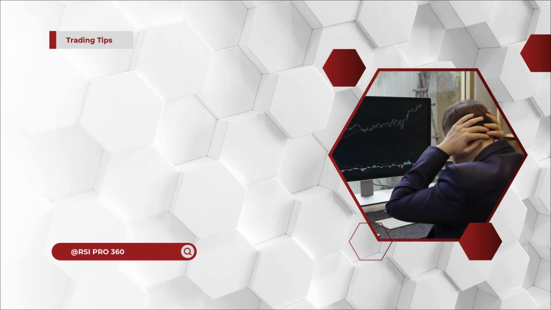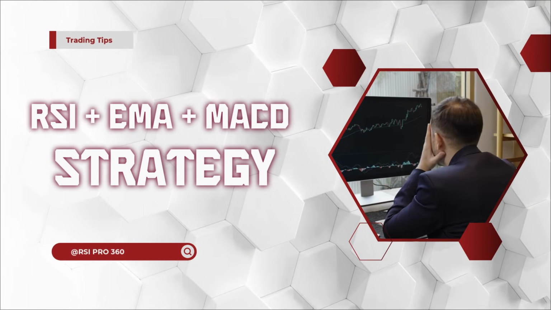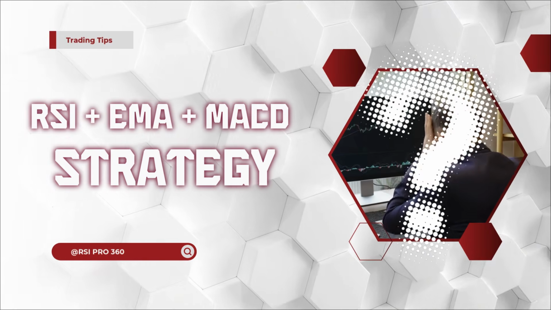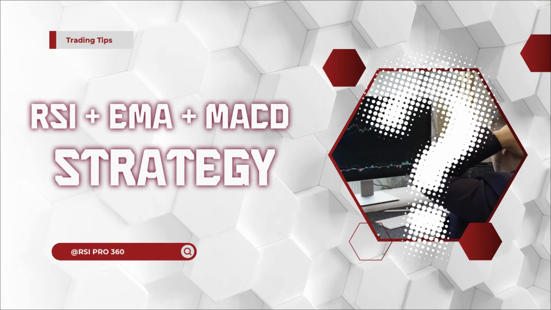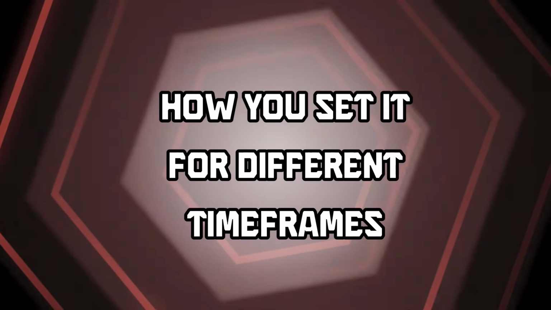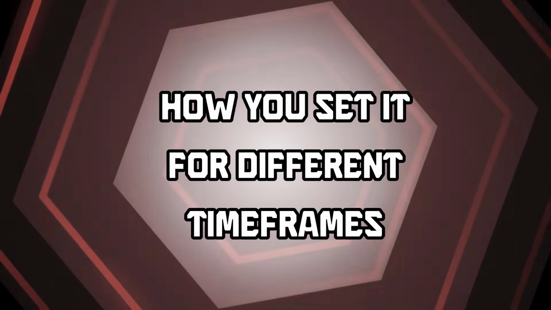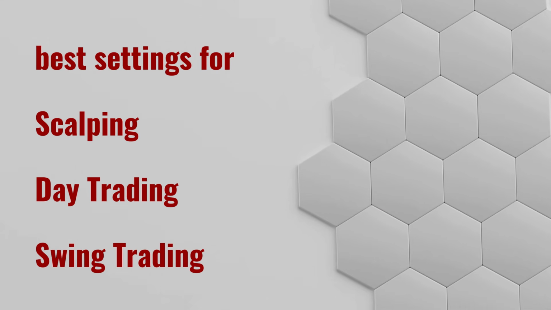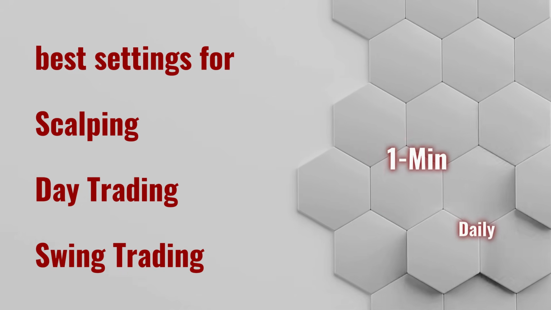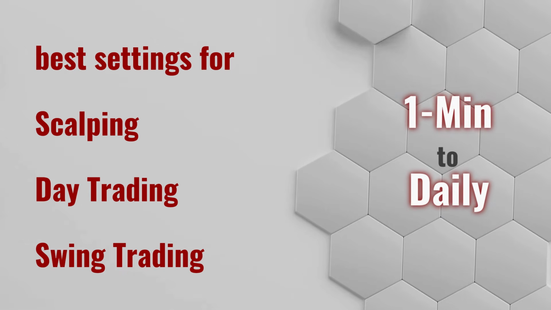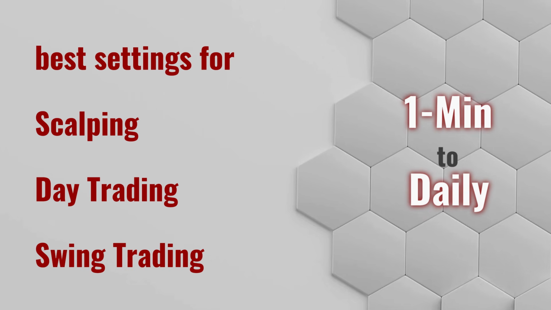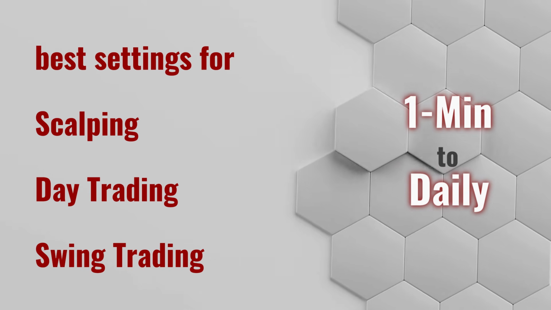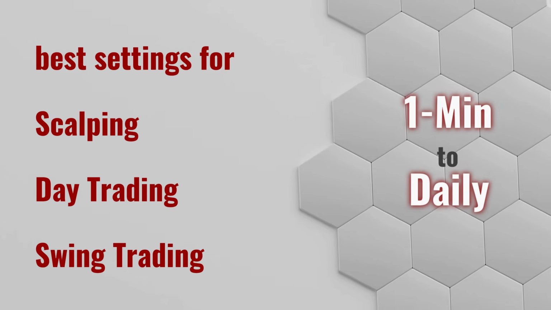Have you ever tried the RSI, EMA, and MACD combo strategy, but your trades still fail? The problem is not the strategy, it's how you set it for different time frames. Today I'll show you the best settings for scalping, day trading, and swing trading from 1 minute to daily charts, and explain why the wrong settings can ruin your trades. By the end of this video, you'll know exactly which settings to use.